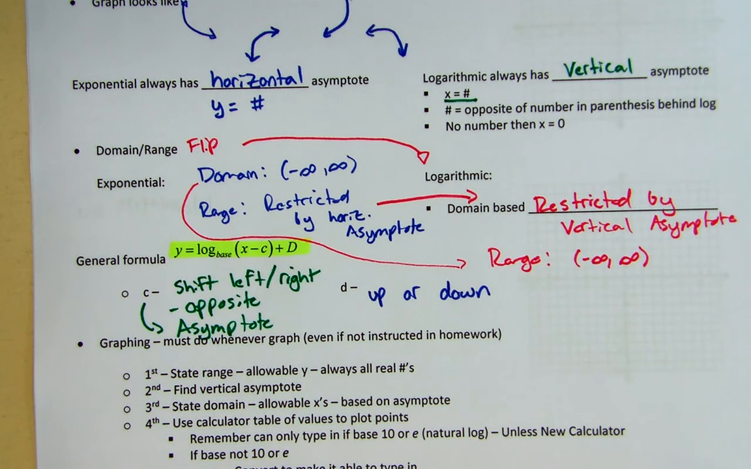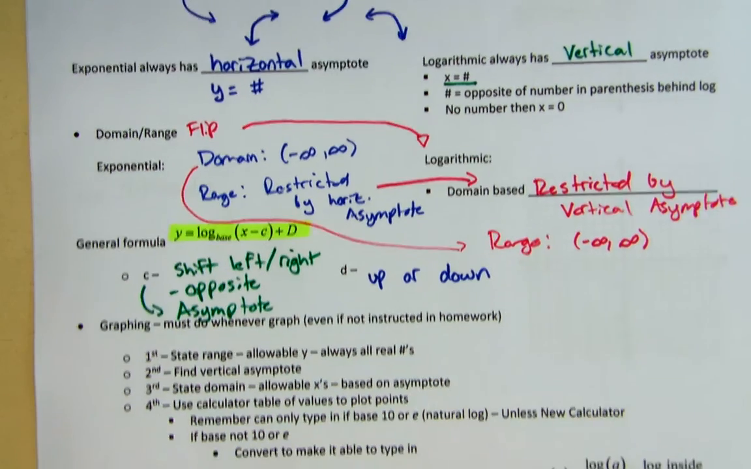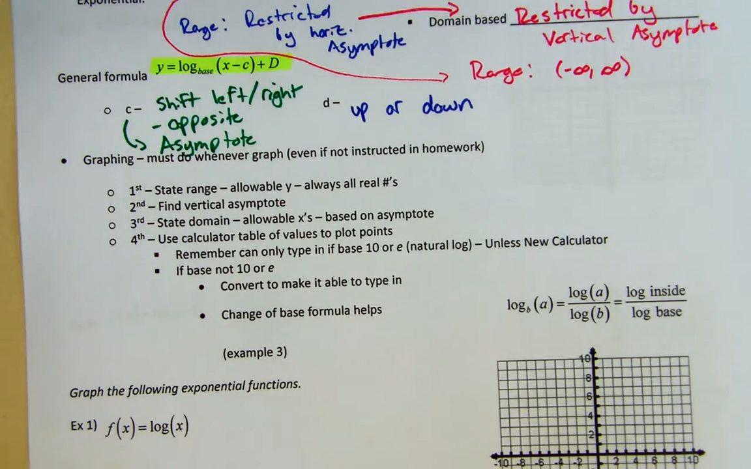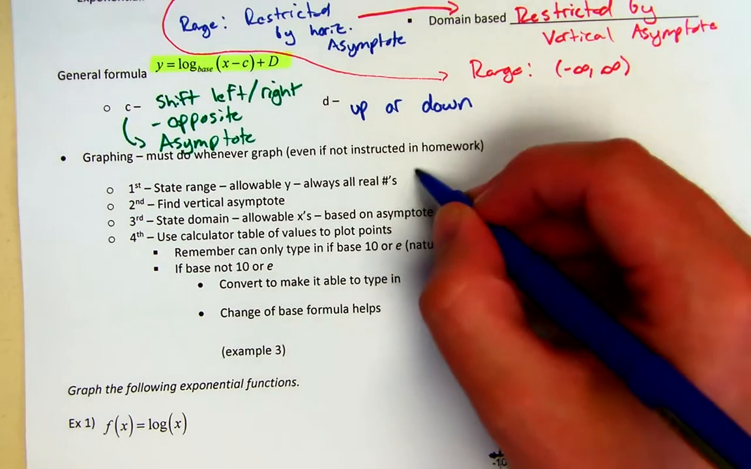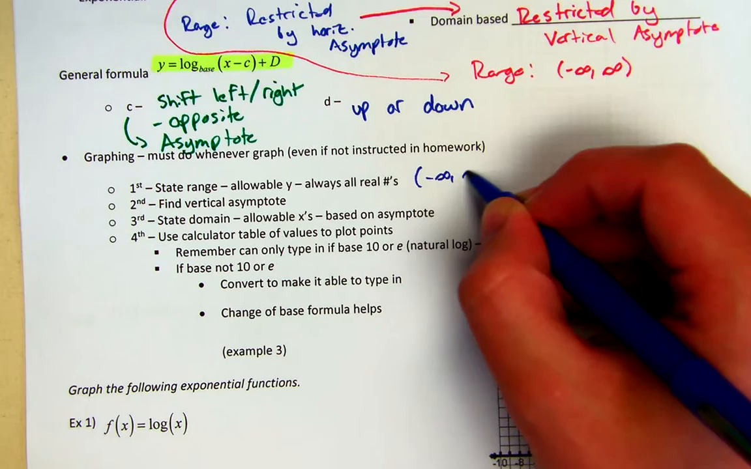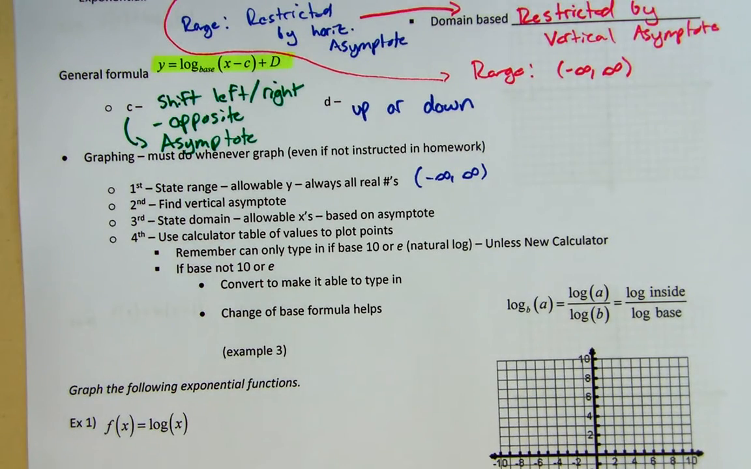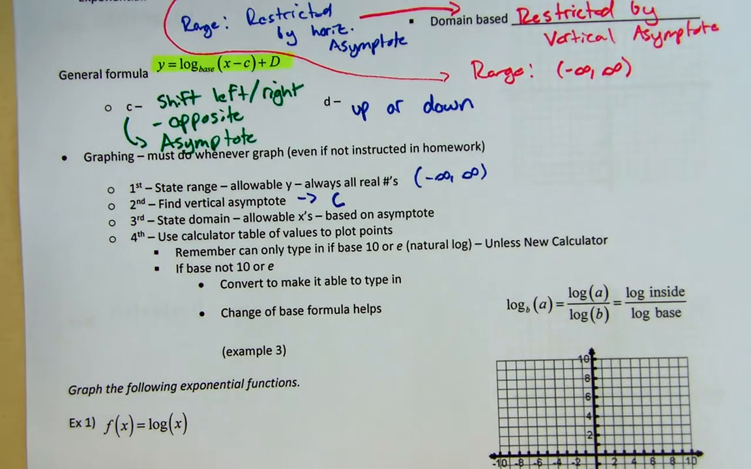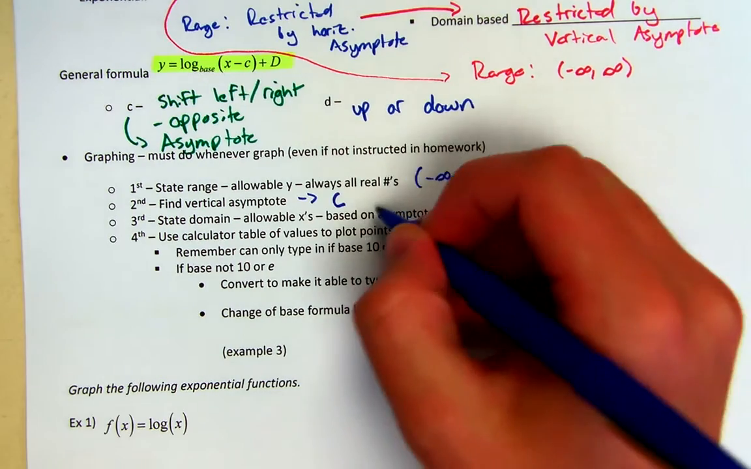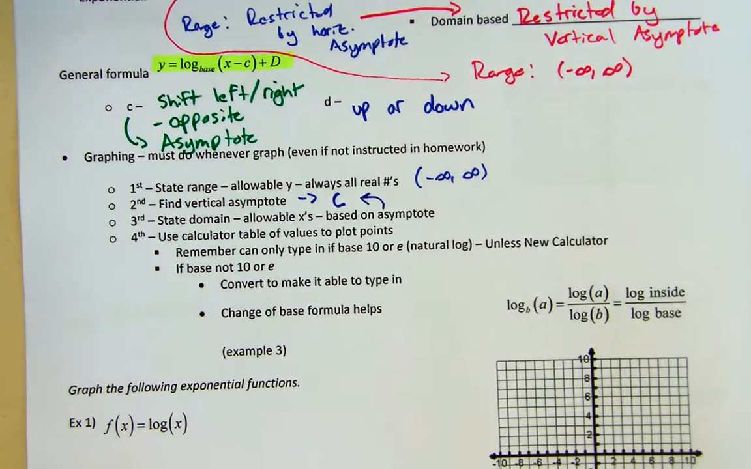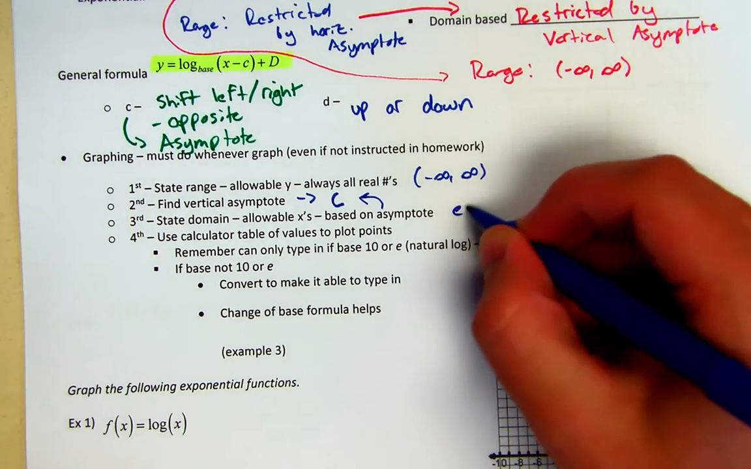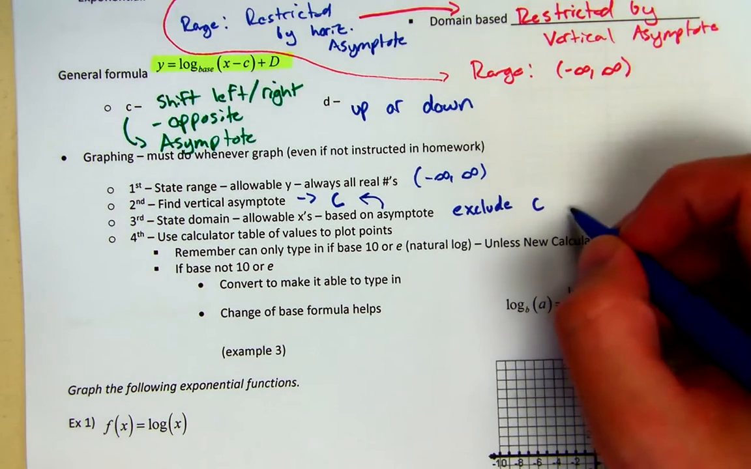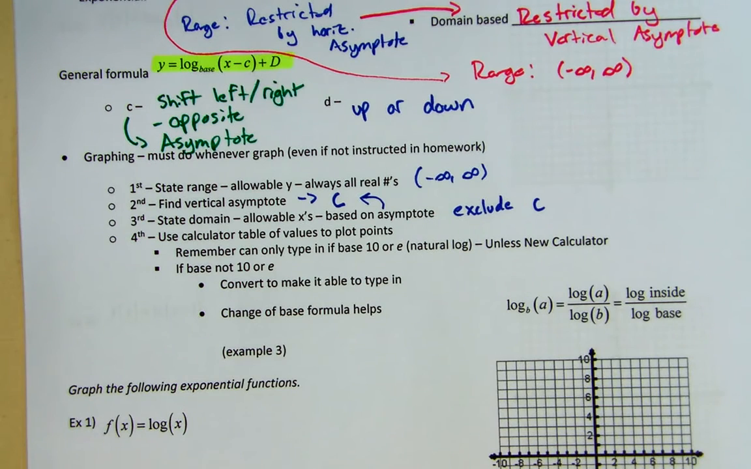A few things. When we graph, we're always going to talk about the range, and even if the homework doesn't say it, you should do all of these parts. Range, again, is always all reals. It's negative infinity to infinity. You can state that right away. Vertical asymptote, that's that value for c. Domain, again, is based on that c value. You exclude c, and then from the left or right, you have to figure it out.